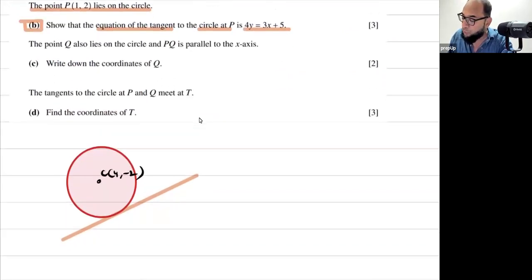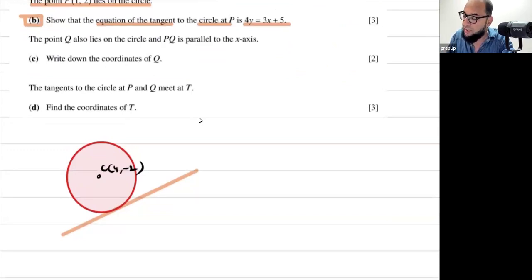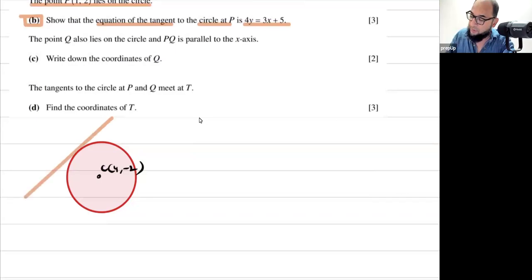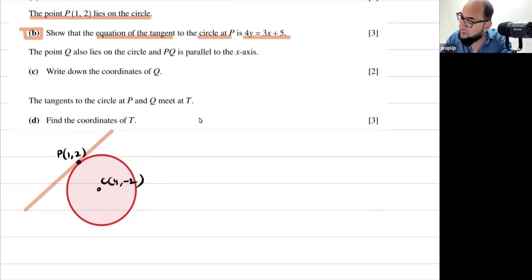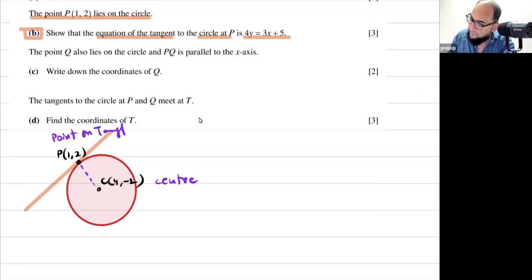And this tangent is at (1, 2). So (1, 2) should be something over here, like this. (4, -2) and (1, 2) should be something like this. Okay. So now somewhere here is the tangent. This is P(1, 2). In order to find the equation of this tangent, what do we do? We draw a line connecting the center with the point on the tangent. This is on the tangent. So find the gradient of PC.